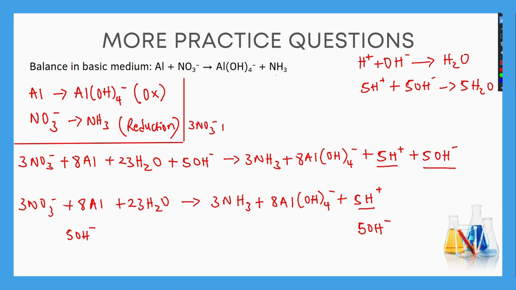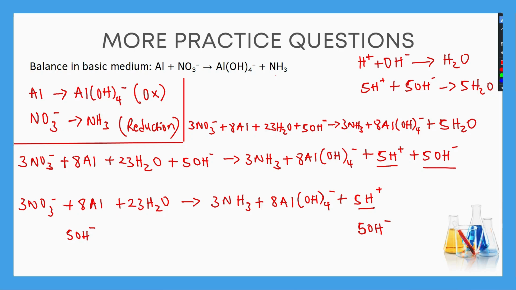3NO₃⁻ plus 8Al plus 23H₂O plus 5OH⁻ will now give us 3NH₃ plus 8Al(OH)₄⁻ plus 5H₂O. So now that we have this equation, this is the equation that we have.